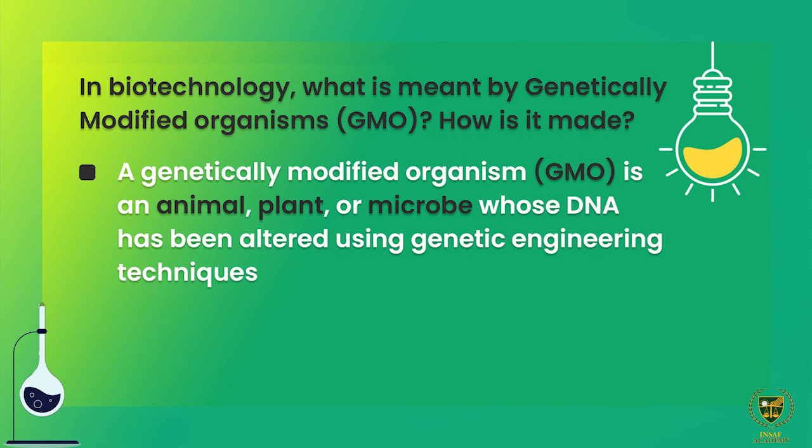Here is another question. In biotechnology, what is meant by genetically modified organisms or GMO? How is it made? So a genetically modified organism or GMO is an animal, a plant, or a microbe whose DNA has been altered, meaning changed, using genetic engineering techniques. It's called a GMO.